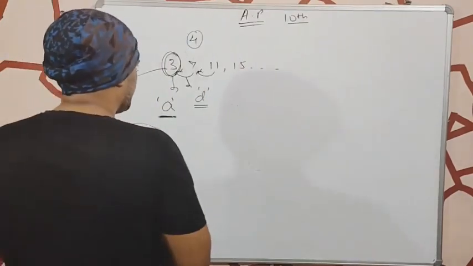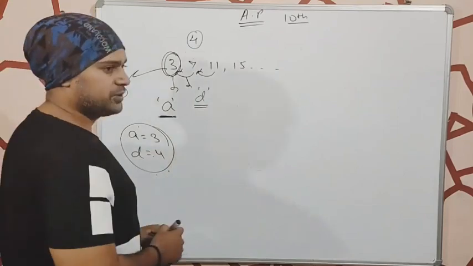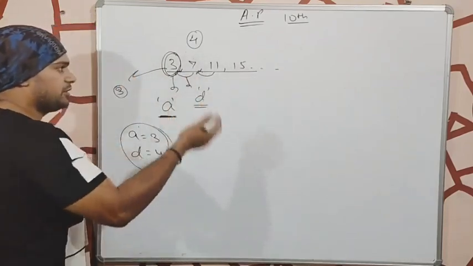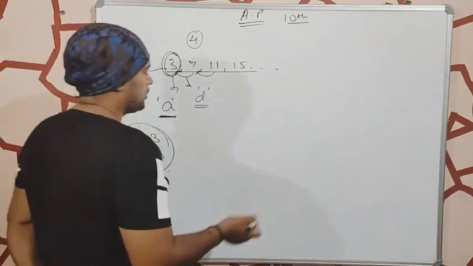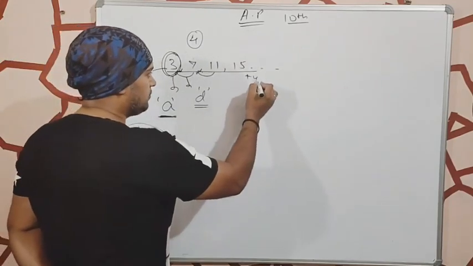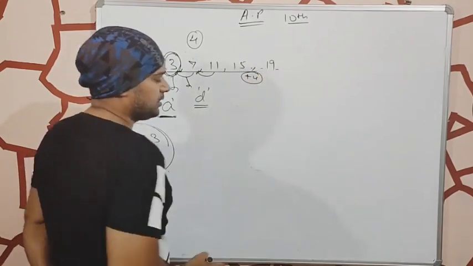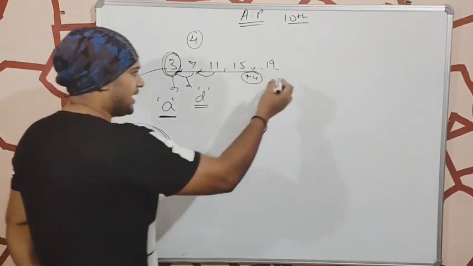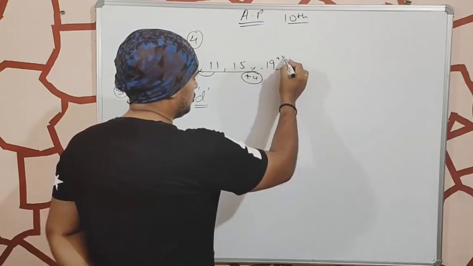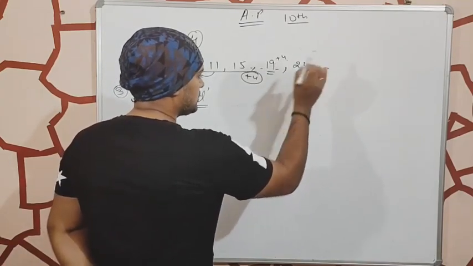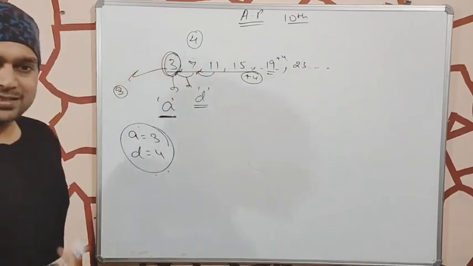Now, if I ask you what will be the fifth term of this arithmetic progression, that is quite simple. You are going to add 4 to it and you will get the next term, that is the fifth term, that is 19. If I ask you what is the next term, again you are going to add 4 to 19, and you will be getting 23. So this is how you are going to get the next term.